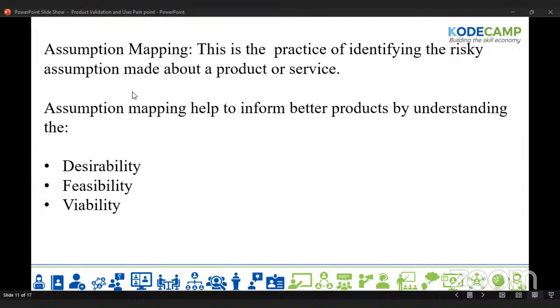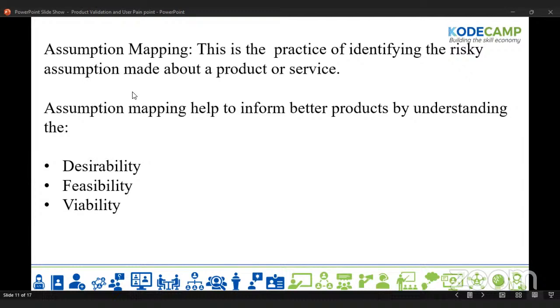So you're getting this, and you're getting assumption mapping, which is the practice of identifying the risky assumptions being made about any product or service, or about an existing product or service. So it is a way to make better-informed decisions on the product. And this can be done by understanding the desirability factor, the feasibility factor, and the viability factor for the product.